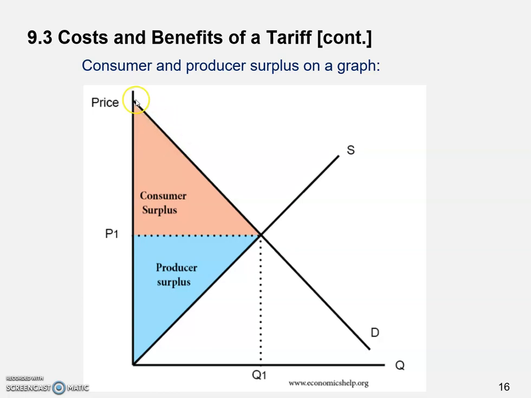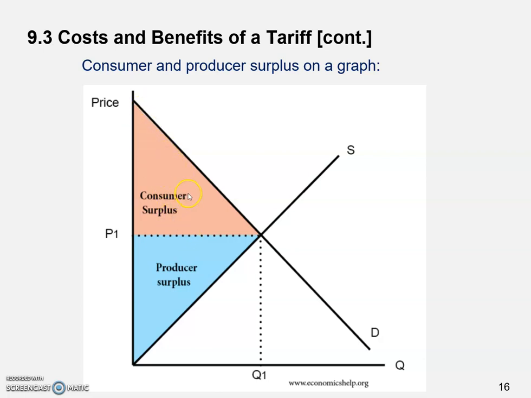This way you can line up all the consumers who are willing and able to buy this product above the market equilibrium price P1, right? Now, once you do that, you will realize, as we said, that consumer A's surplus will be the difference between this price and P1. For B, it will be the second highest price and P1. And for consumer C, it will be the third highest price and P1, right?